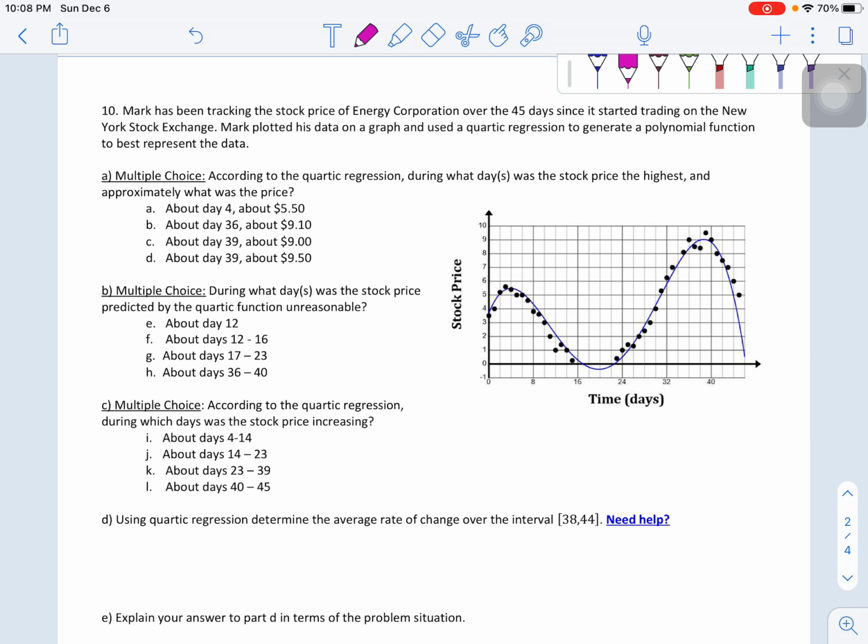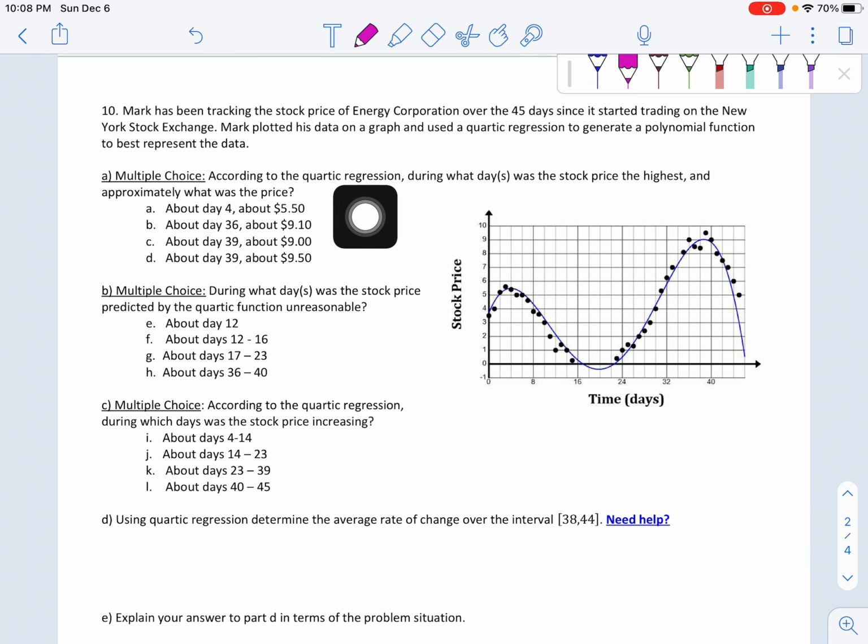So this is page 3 of the study guide. This first problem on here is actually multiple parts. It says, Mark has been tracking the stock price of Energy Corporation over the 45 days since it started trading on the New York Stock Exchange. Mark plotted his data on the graph and used a quartic regression to generate a polynomial function to best represent the data. All right. Now we want to be careful because the regression is the curve.